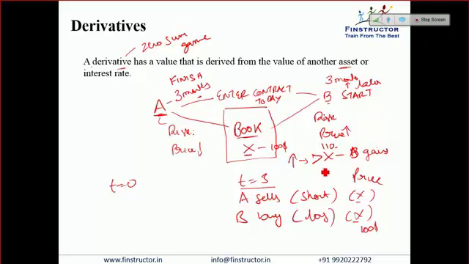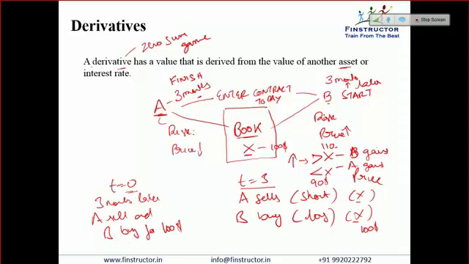Similarly, if the price was lesser than X, let's assume the price had gone down to $90. Can we all imagine that A would have lost, rather, now A would have gained and B would have lost $10? Because A will sell the book at what price? The contract was entered at t equal to 0. That 3 months later, A will sell and B will buy for $100.